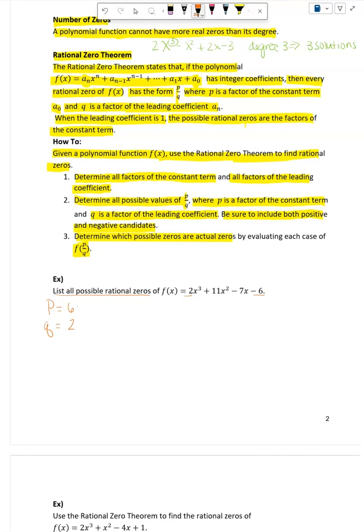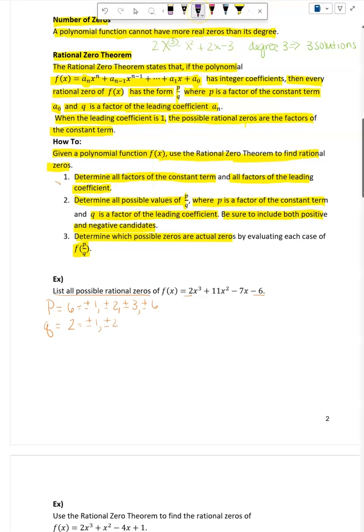So for 6, we're going to list plus or minus 1, plus or minus 2, plus or minus 3, and plus or minus 6. That's all the factors of 6. But you always have to remember both the positive and the negative, so I always put plus or minus in front of both. Now, q is your 2, so we're going to have plus or minus 1 and plus or minus 2. Now, that was determine all the factors of your constant term and all the factors of your leading coefficient. So that was number 1.